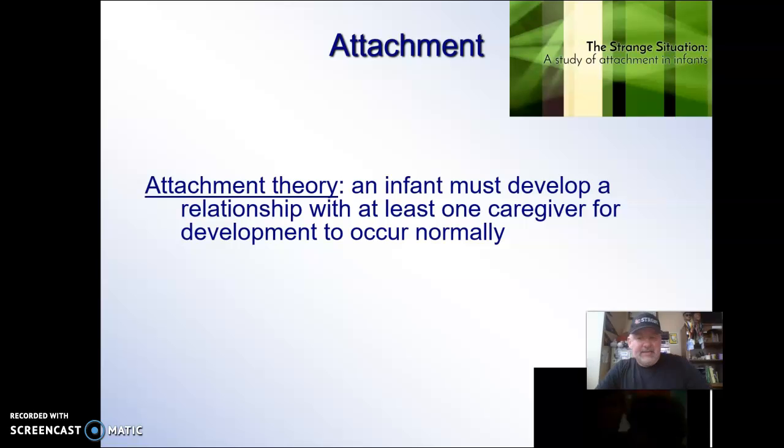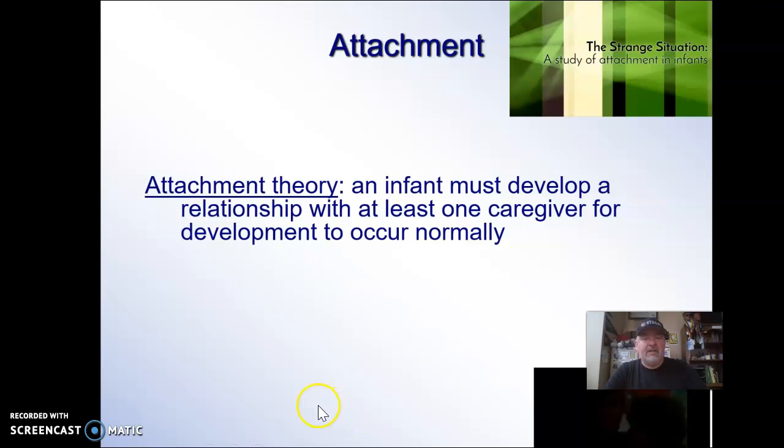So attachment theory says an infant must develop a relationship with at least one caregiver for development to occur naturally. And when we say a relationship, this is not just that they know this person. This is being held. This is being fed. It doesn't need to be a biological mother or father, but it needs to be somebody, and they need to have somebody to rely on. And when I say rely on, it's like if I cry, if I soil my diaper, if I'm hungry, I will get my needs taken care of. And if you don't have that, there can be some major, major problems later on.